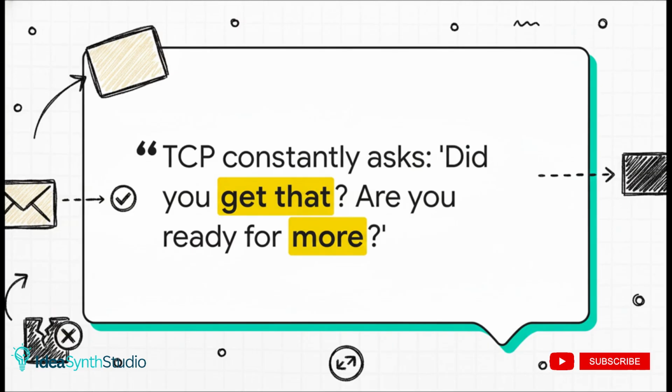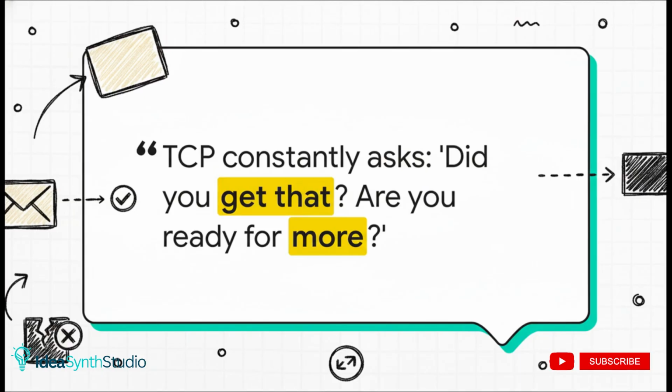It's always checking in. This helps it manage three really important things. First, error recovery. If a piece of data gets lost, the receiver never sends back the "I got it" message, so the sender just sends it again. Simple. Second, flow control. The receiver can literally tell the sender, "Whoa, you're sending too fast, slow down a bit."